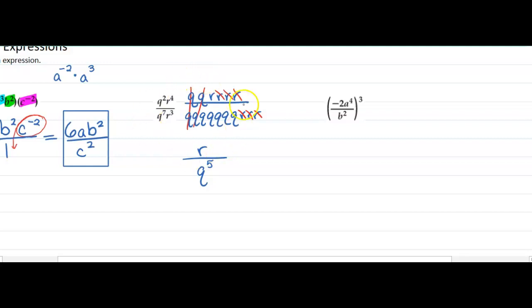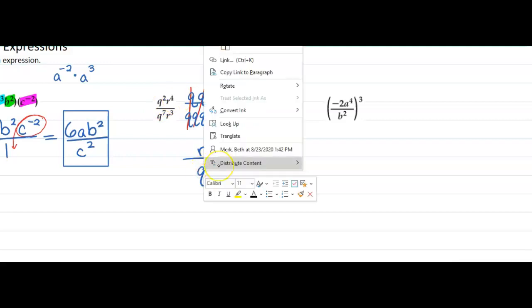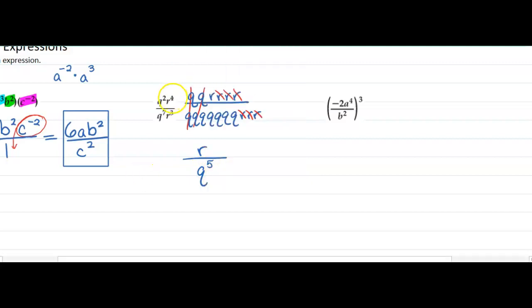Now it's good to get into the habit of not expanding every time by thinking about, try to visualize 2 Q's on the top and 7 on the bottom, or apply that property. If I do 2 minus 7 because I'm dividing, this is a quotient, I'd end up with Q to the negative 5th, which I'd put in the denominator to make it Q to the 5th. Additionally, I could do 4 minus 3 for the R's when I'm dividing these, and that would be leaving me with R to the 1st.